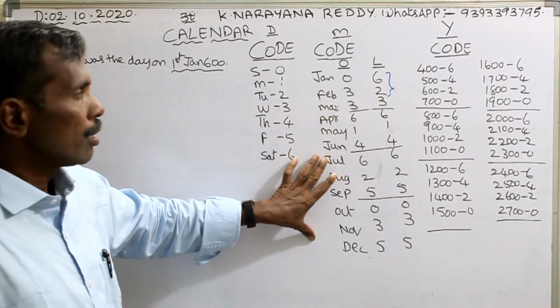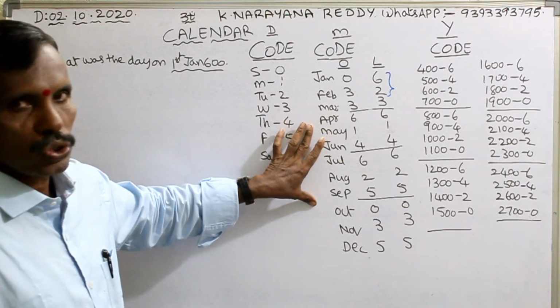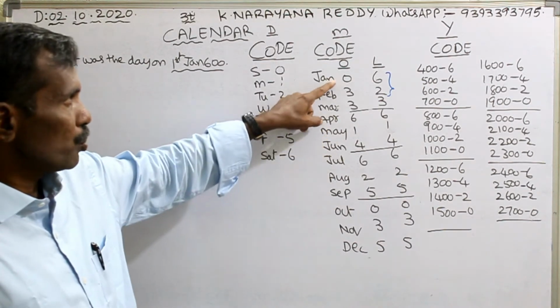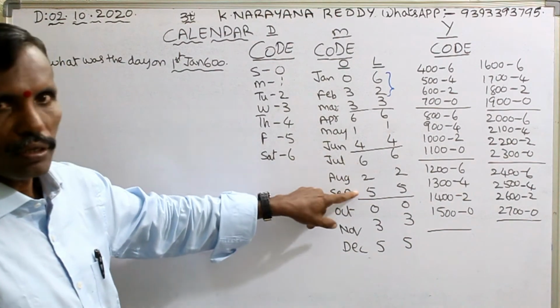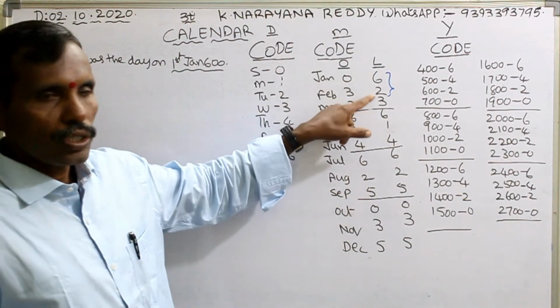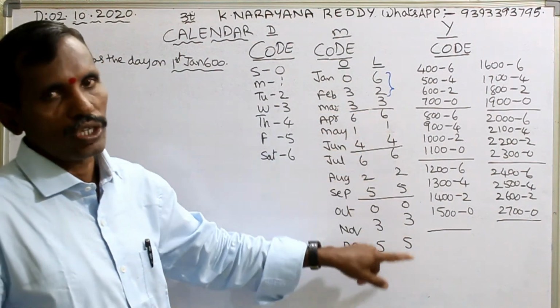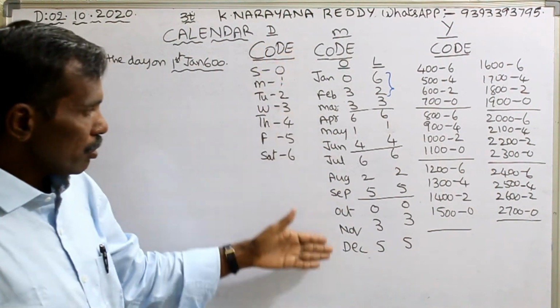Please repeat this. Please practice these month codes. These are very important: 033, 614, 625, 035 for an ordinary year, and 623, 614, 625, 035 for a leap year. Those are January to December.